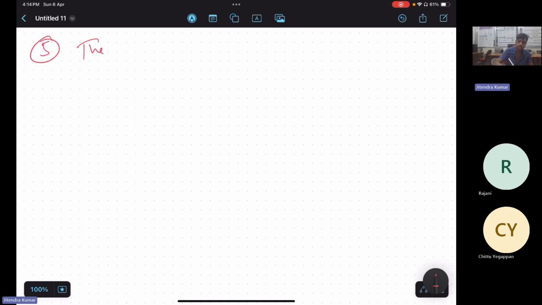So the question is the induction motor design factor. So you have opened it. Chitu, are you able to see this problem? Yes, sir. I'm opening it parallelly. Okay.